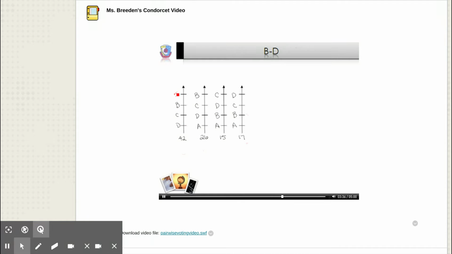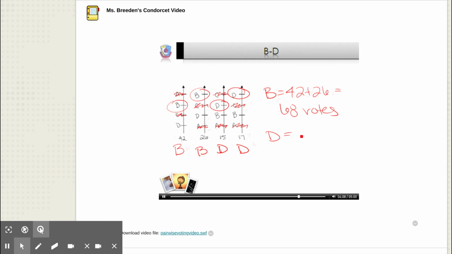Let's compare B versus D. In the first column, B is ranked higher. In the second column, B is ranked higher. In the third column, D is ranked higher. In the last column, D is ranked higher. So this means B, again, has 42 plus 26, or 68 votes, while D has 15 plus 17, or 32 votes. So B wins this comparison.